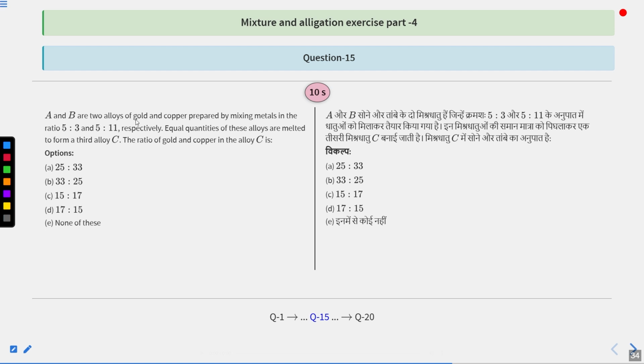A and B are two alloys of gold and copper, prepared by mixing metal in the ratio 5:3 and 5:11 respectively. Equal quantities of these alloys are melted to form a third alloy C. The ratio of gold and copper in the alloy C is. You have 5 options and 10 seconds to analyze the question. Your time start now.